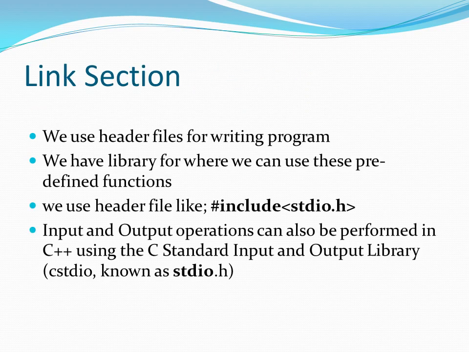But when we talk about the link section, in the link section we use header files for writing the program. We have different types of header files. We have a library where we can use these predefined functions, and we can select some headers from the library. We use header files like hashtag include stdio.h, or we can use include iostream.h or conio.h. So these are all the header files used for different purposes.